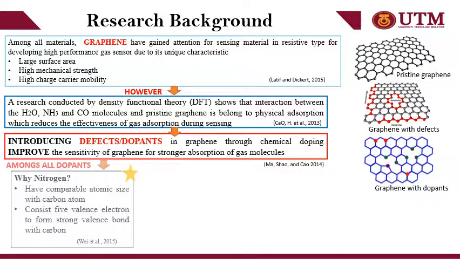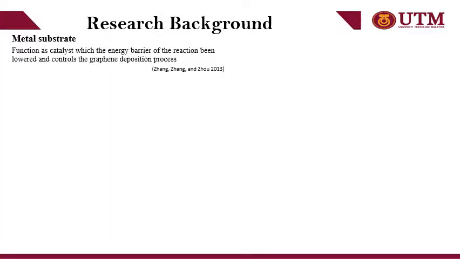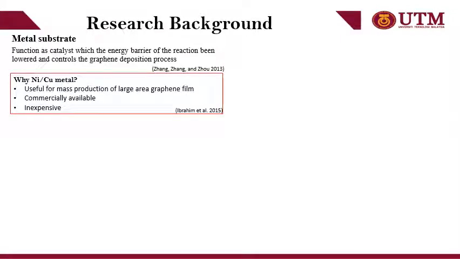In this case, we will use nitrogen as it has a comparable atomic size with carbon atom and has 5 valence electrons to form strong valence bonds with carbon. And chemical vapor deposition is the most commonly used method, as it can provide a continuous, high quality, and large area growth method for graphene. The metal substrate functions as the catalyst which lowers the energy barrier of the reaction and controls the graphene deposition. Nickel and copper are the most commonly used metal substrates and are useful for mass production, commercially available and inexpensive.